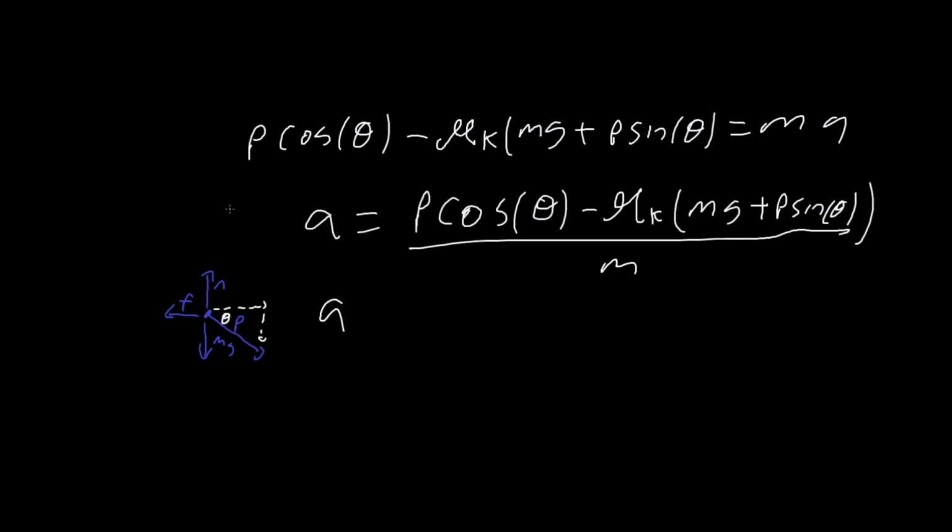So I'm going to do that right now. I'm going to say that the acceleration of the block is going to be P cosine of theta minus this right here. So I'm going to factor out that. I can think of this as one variable, cosine of theta minus the coefficient of kinetic times the sine of theta. And we'll be left with the coefficient of kinetic times mg all over the mass.